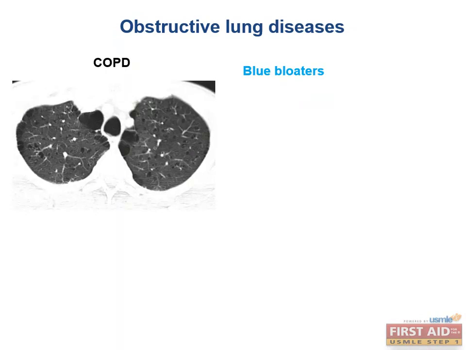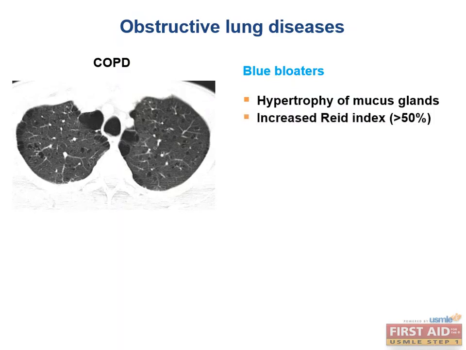Patients with chronic bronchitis can be thought of as blue bloaters. This is one of the common types of COPD. What's the underlying pathology? The pathology of their disease involves hypertrophy of mucus-secreting glands in the bronchioles, which can be quantified with a Reid index greater than 50%. What is the Reid index? The Reid index is a ratio of the thickness of the gland layer to the total bronchial wall thickness.